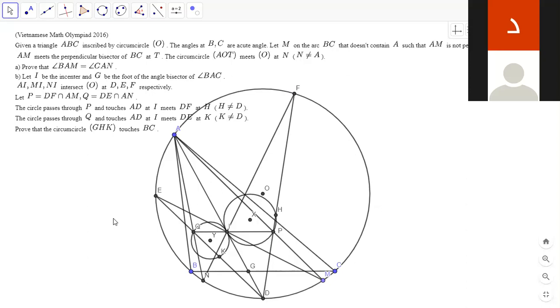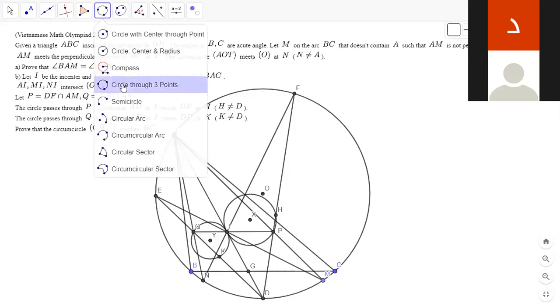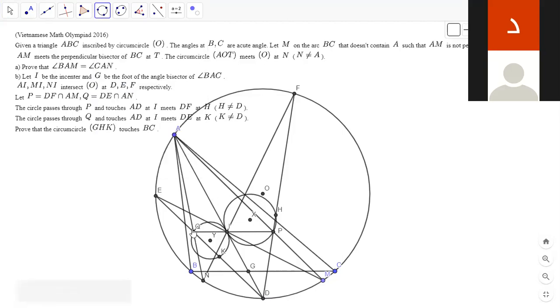And after we have PQ is parallel to BC, I got the proof that uses inversion. Using inversion? Yeah, I think inversion will be useful. It will solve the problem. We will use the inversion centered at D with radius DI, because DI is equal to DB is equal to DC. The inversion takes K to Q and H to P, right? Yeah, and G to A.